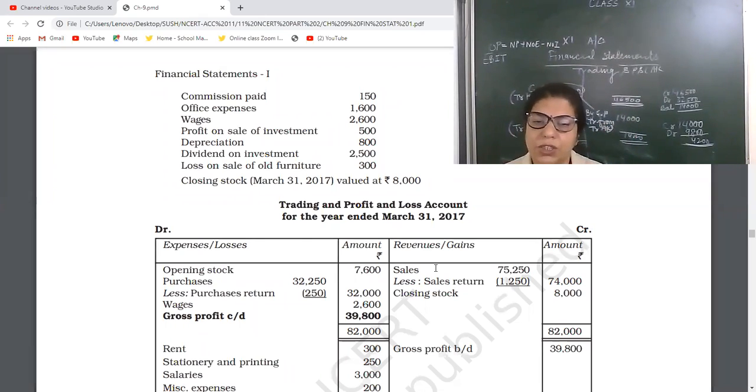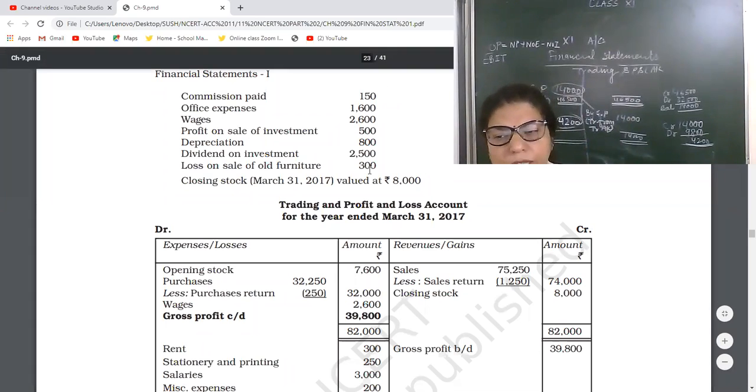Now the closing stock. Now I am asking you, where to show the closing stock? In the previous question I told you that it will be shown at two sides. Closing stock to be shown on the credit side of the trading account and, very good, the asset side of the balance sheet. Now one by one, please note down the question. Then I am going to explain you through format.